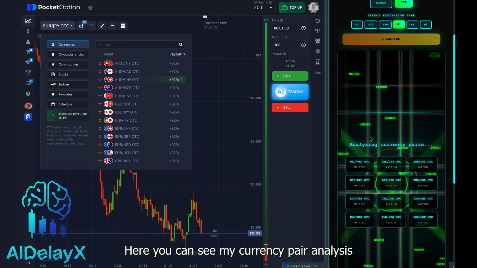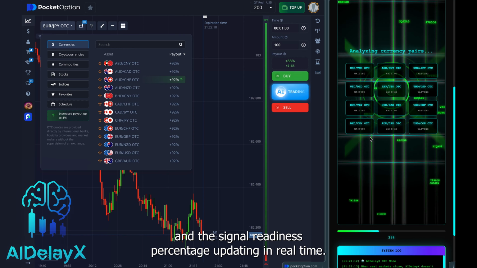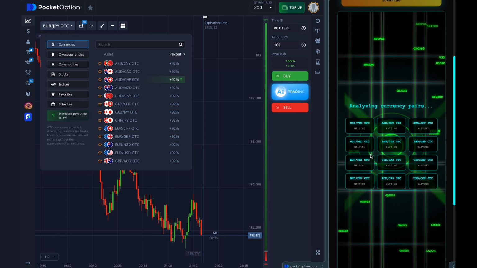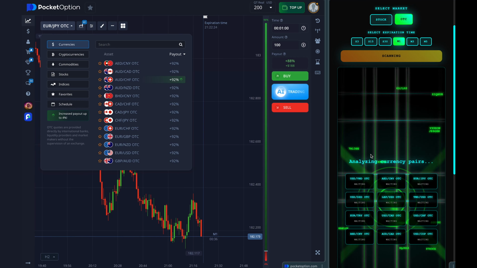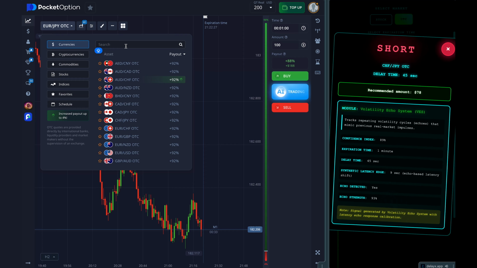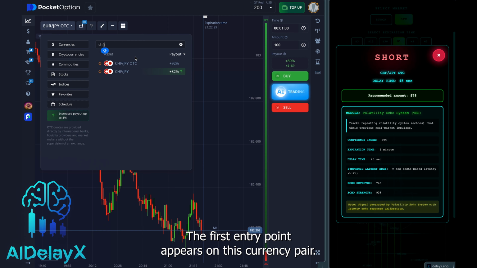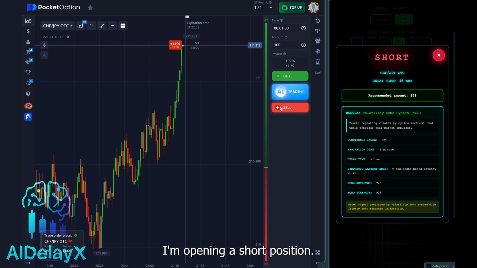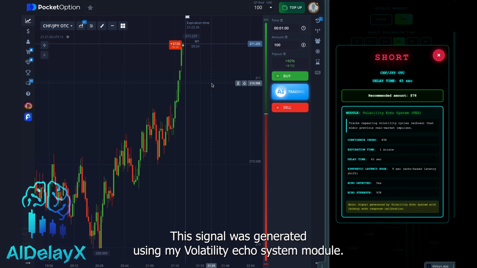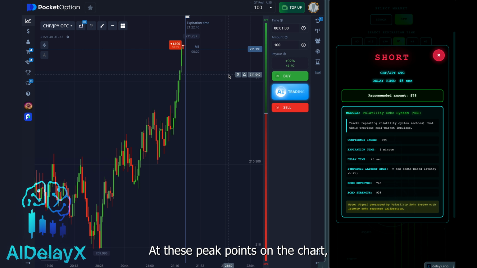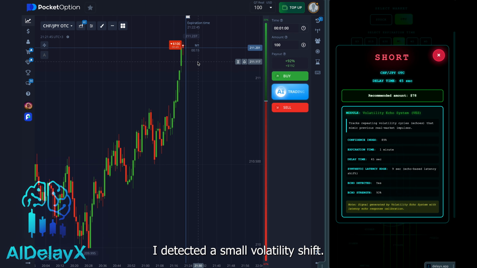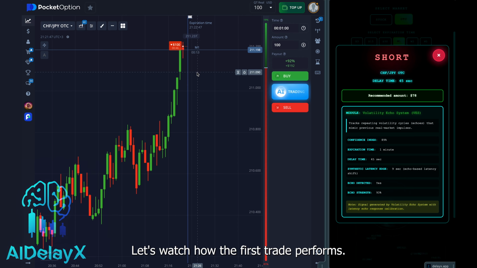Here you can see my currency pair analysis and the signal readiness percentage updating in real time. Perfect. The first entry point appears. On this currency pair, I'm opening a short position. This signal was generated using my volatility ecosystem module. At these peak points on the chart, I detected a small volatility shift. Let's watch how the first trade performs.